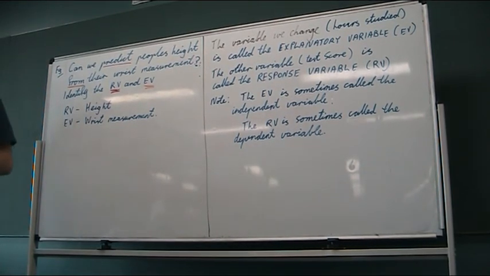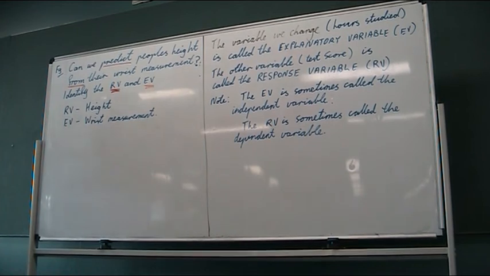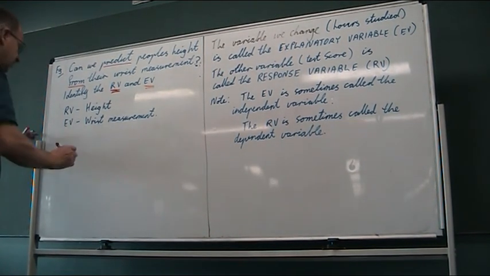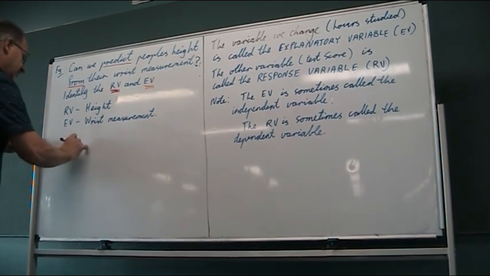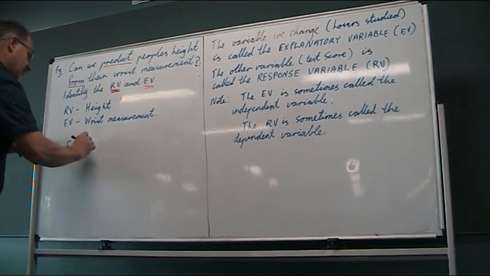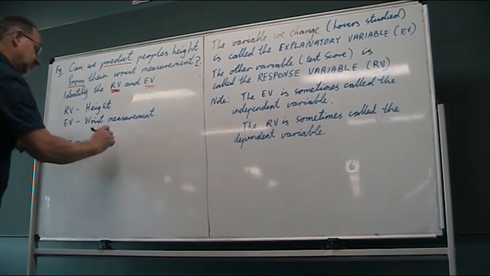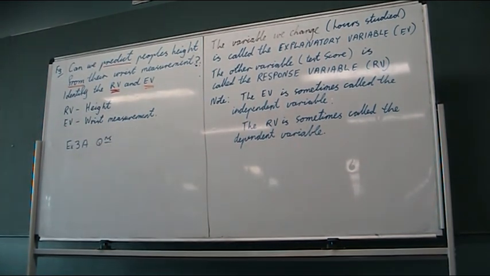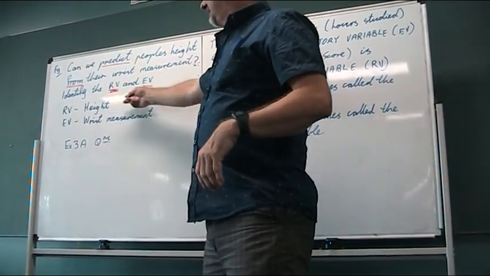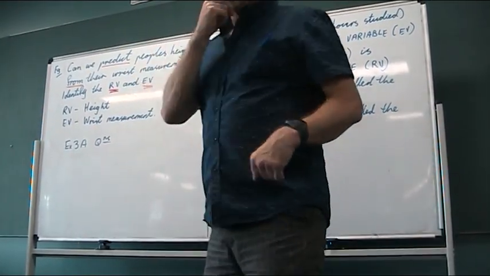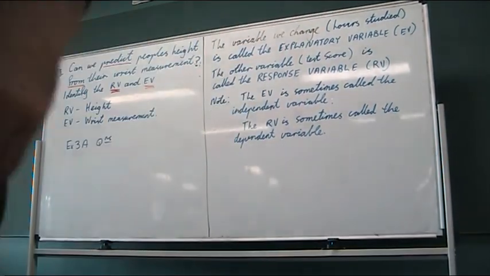Alright, short one. So exercise 3A, it's only a short one, so we'll do some theory for 3B a little bit later in the session. Alright, so 3A is just looking at things like this and figuring out which one's your response variable and which one's your explanatory.